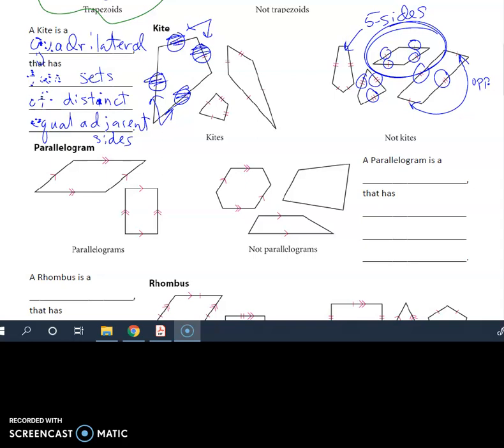For parallelograms, again, it's another quadrilateral. Like a trapezoid, it has those arrowheads, but unlike a trapezoid, it has two sets of parallel sides. That's why the trapezoid is on the side over here that's not a parallelogram. So it has two sets of parallel sides.